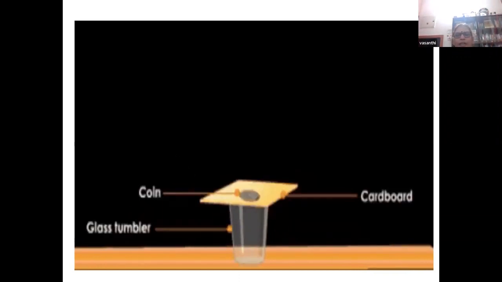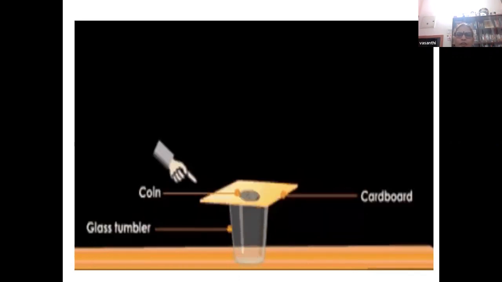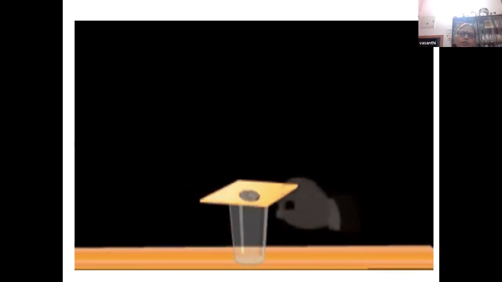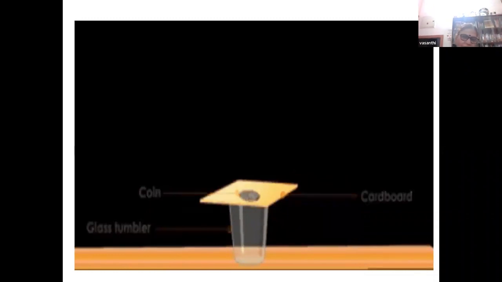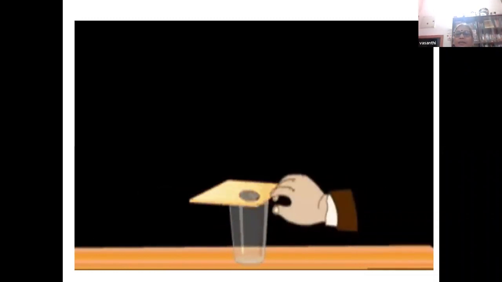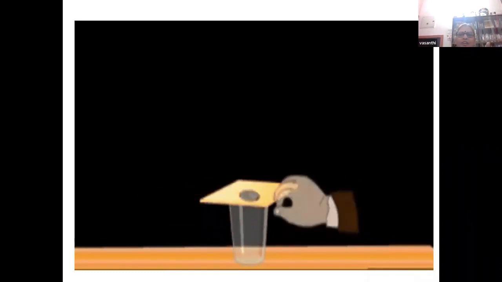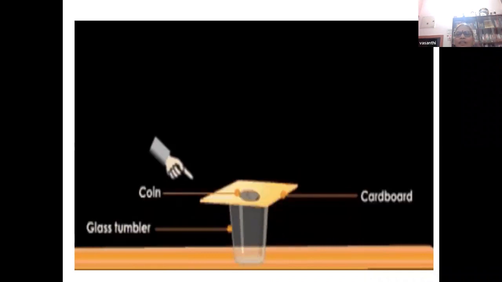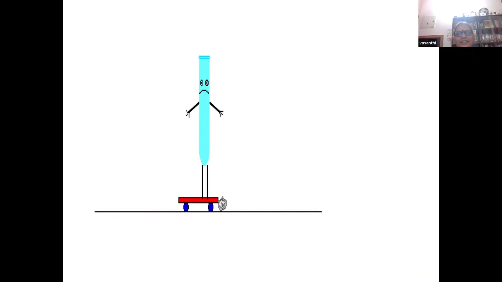Before starting the experiment, you just explain it. I'm going to disturb the cart. What will happen to the coin? Children usually will tell that the coin will move along with the cart. But they don't expect that the coin will fall and the cardboard will fly away. The coin is exactly in its position. It is maintaining its position. That is why it is falling inside the tumbler. Okay, it's a very funny video. It illustrates what?